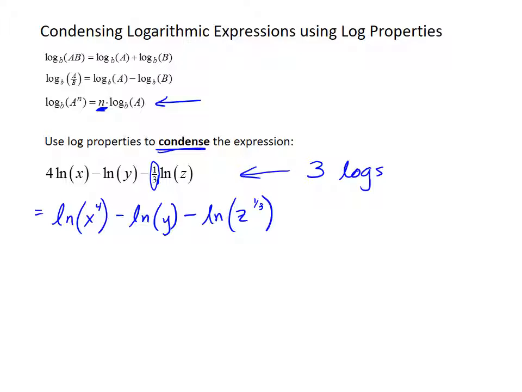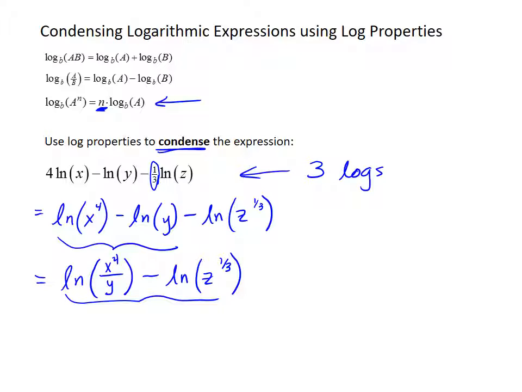All right, next, let's take the expressions from left to right again, starting with the subtraction on the left. Subtracting means we are going to divide the input. So we're going to have the natural log of x to the 4th over y. And then we still have this last log term. Again, it is subtracted. So to do the subtraction, we're going to again think about dividing these inputs.